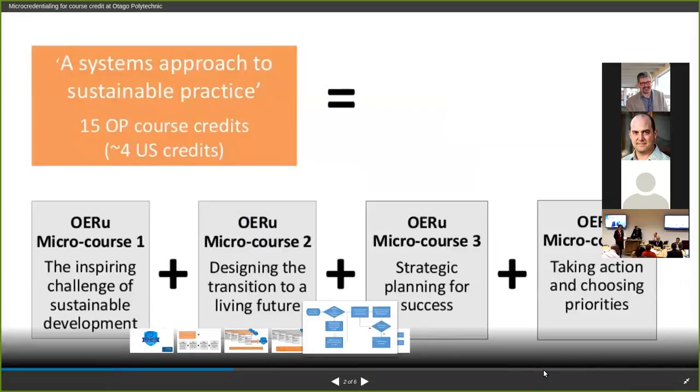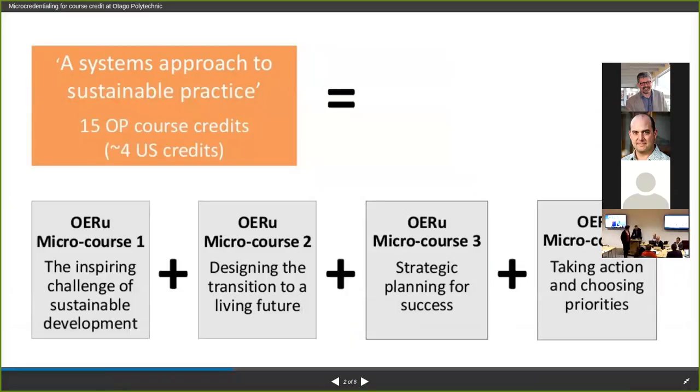So what we decided to do was try to figure out a way that we could take these micro courses on OERu and turn them into credit-bearing courses. So here's what we did. We took an actual course called the Systems Approach to Sustainable Practice, which is 15 Otago Polytechnic course credits. It's the equivalent of about 4 U.S. credits.